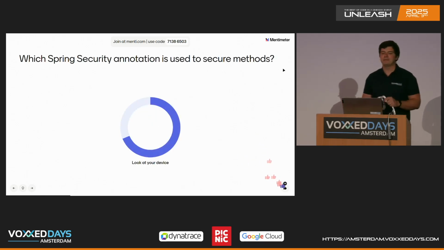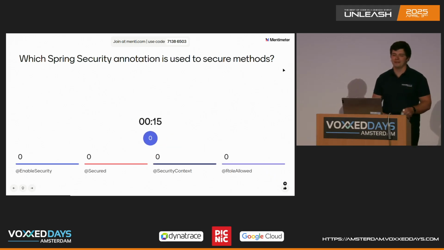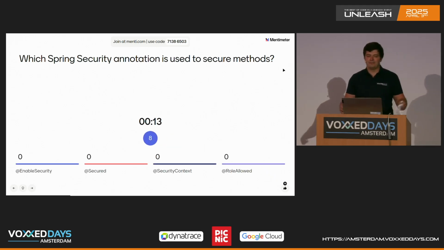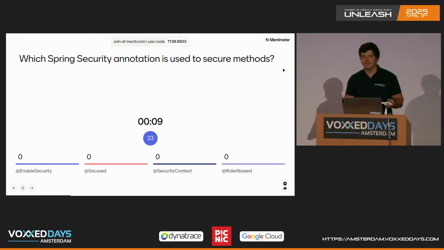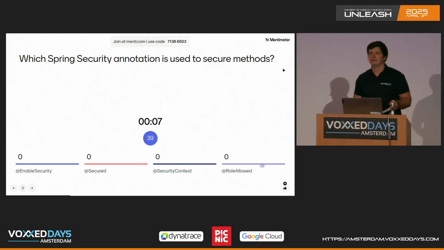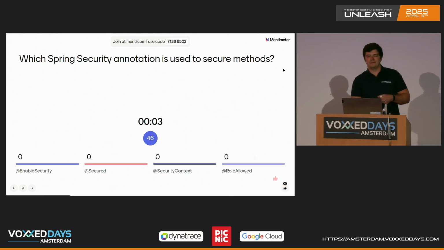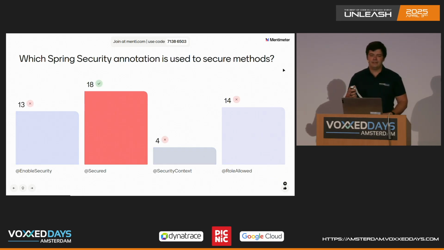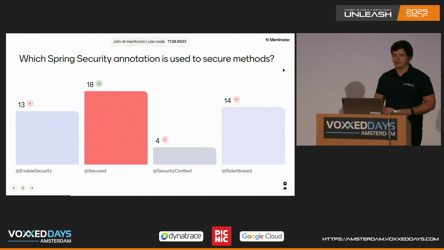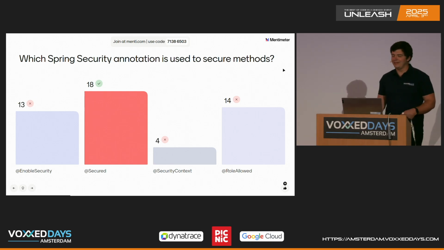First question. Which Spring Security annotation is used to secure methods? I'm going easy on you guys. Come on. So you have enable security, @Secured, @SecurityContext, and @RolesAllowed. Cast your votes. Still have 4 seconds. 3, 2, 1. @Secured, yay! 18 of you got it correct. Only? Oh, man.